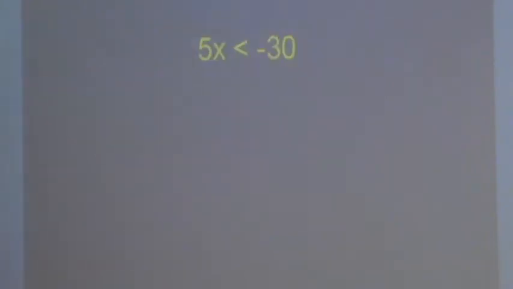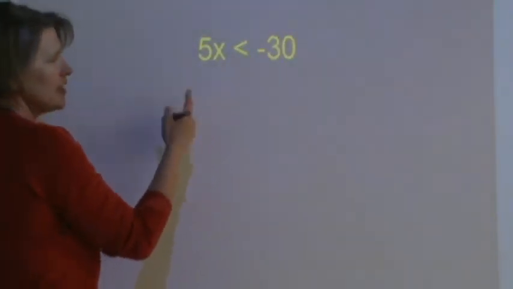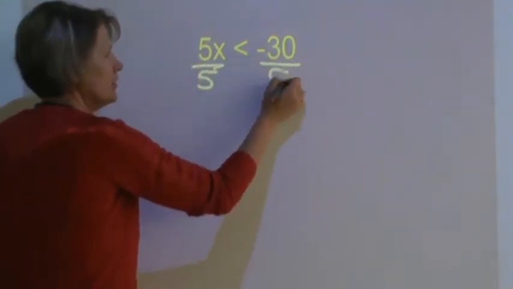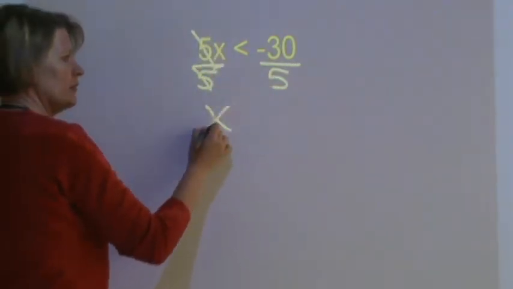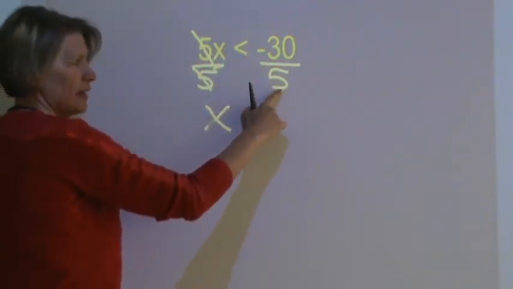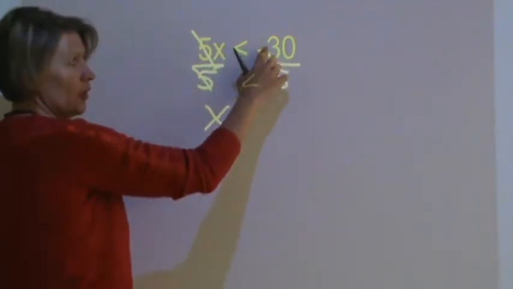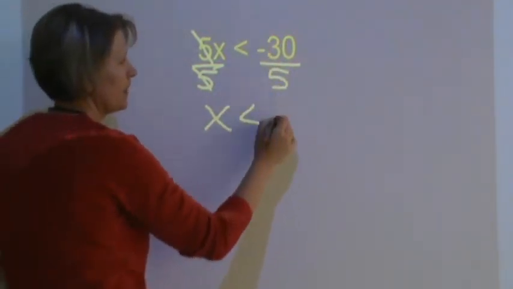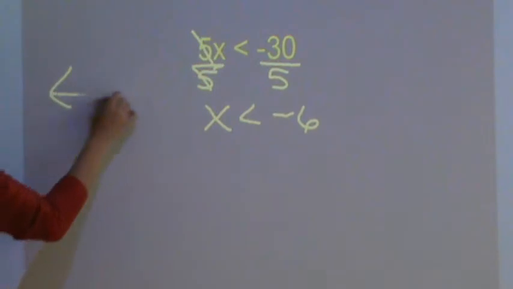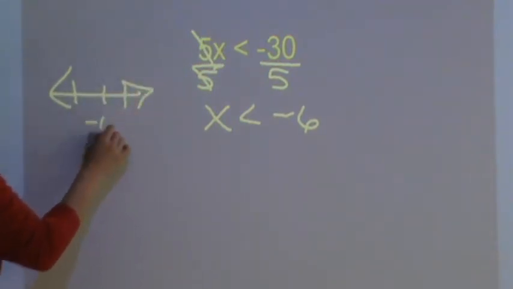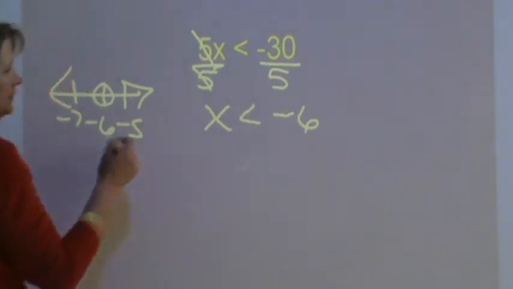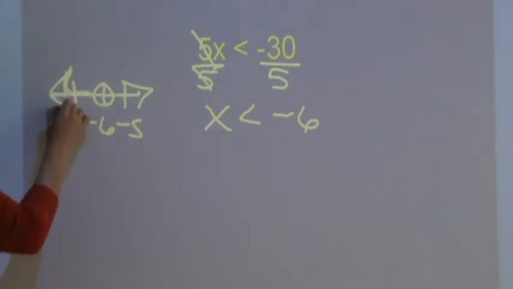All right, so on this one, you have 5 times something is less than negative 30. So I'll divide by 5. That'll get x by itself. I don't change the sign because I divided by a positive, so it doesn't change. Even though this is negative, it doesn't matter. It's if we divide by a negative. So that's going to be negative 6. Negative 6, negative 5, negative 7. Open circle this time because there's no underline. And then I want everything smaller than negative 6.